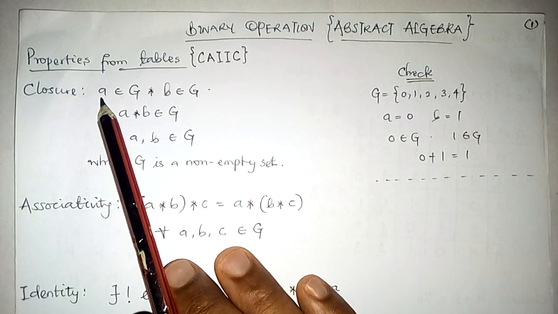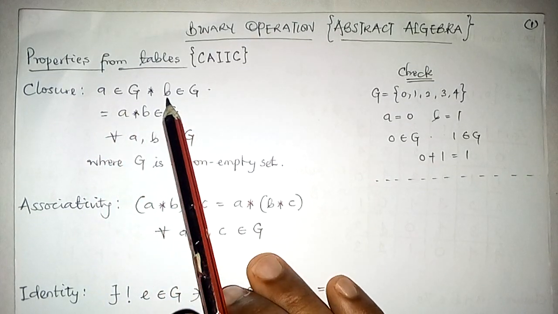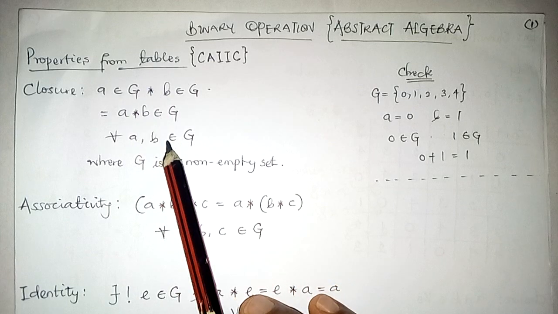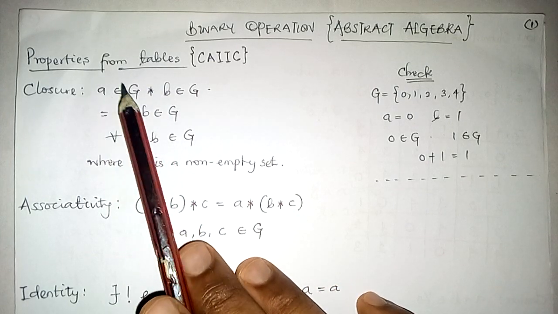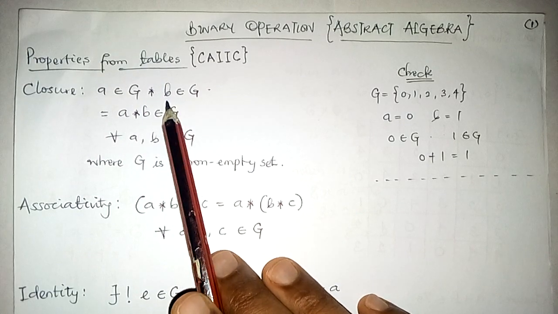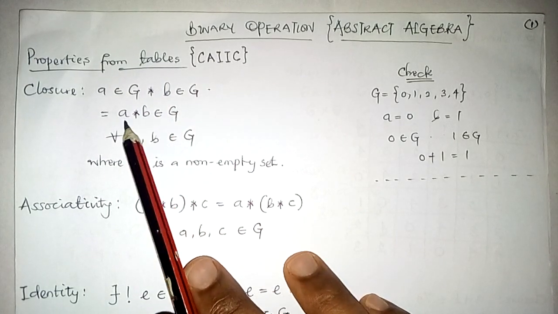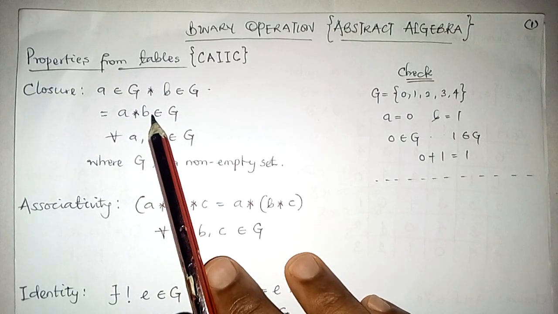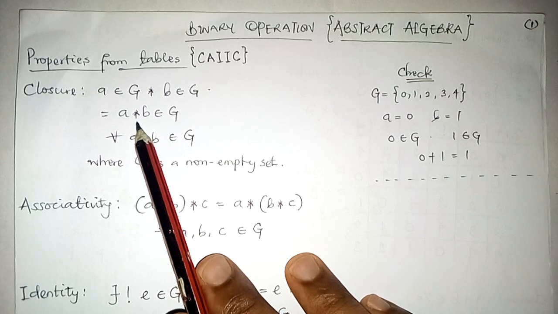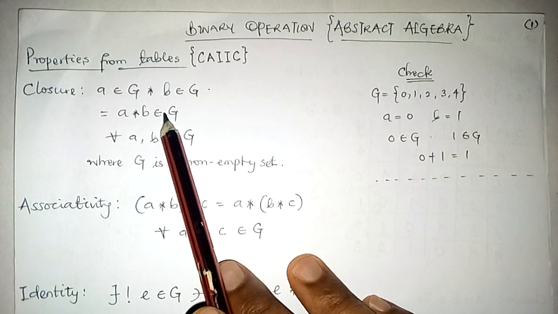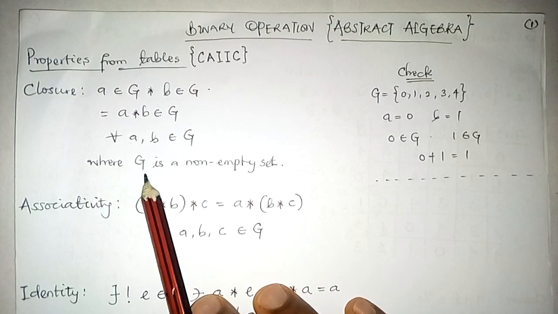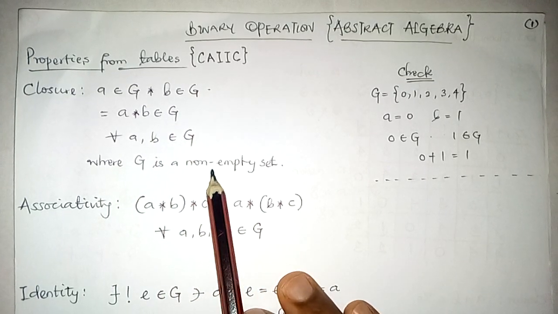Remember, we have elements A and B in group G. So this is what the closure property states: an element A in G and an element B in G, when they are performed together by an operation, either addition or multiplication, their result is actually going to be in G, and G must be a non-empty set.